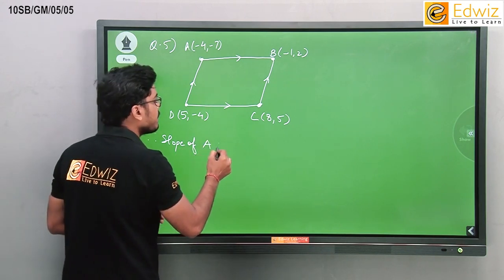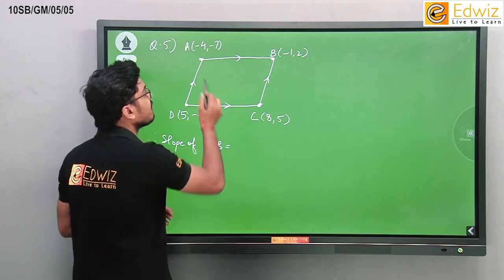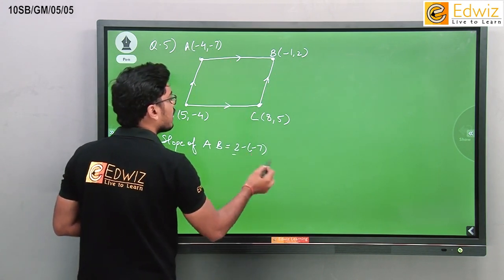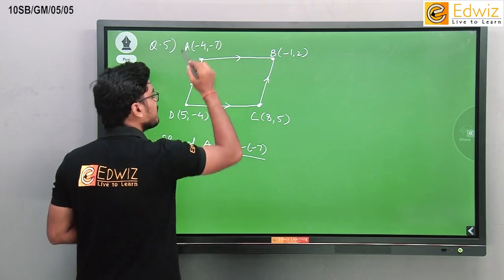Of AB. What is the slope of AB? So y2 minus y1, 2 minus -7 upon x2 minus x1, -1 minus -4.